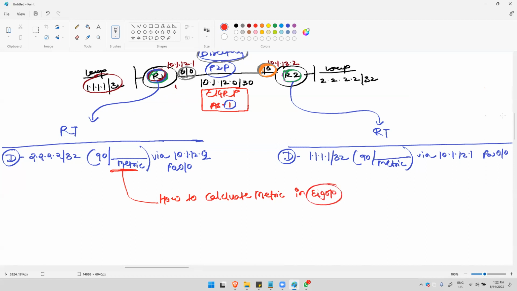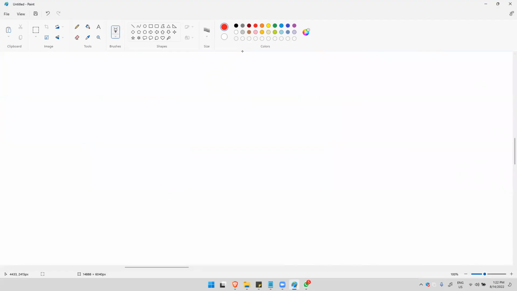It's a very simple method, Sarath. EIGRP uses which metric? Which K values do we use to get the best path? Bandwidth and delay, K1 and K3. So first we learn the bandwidth concept.